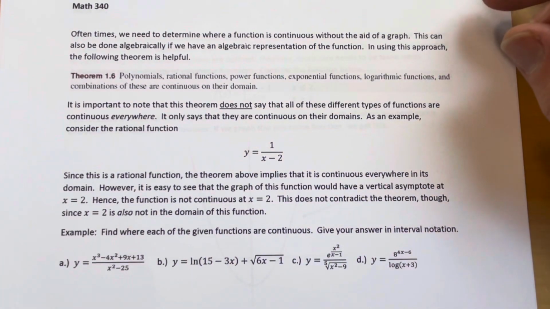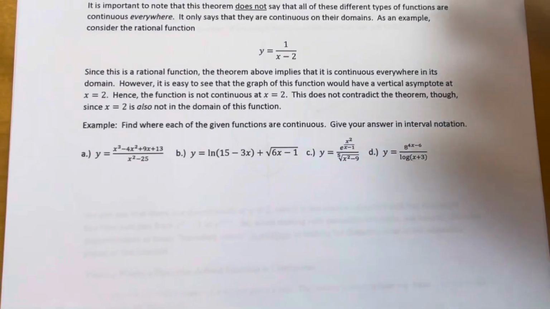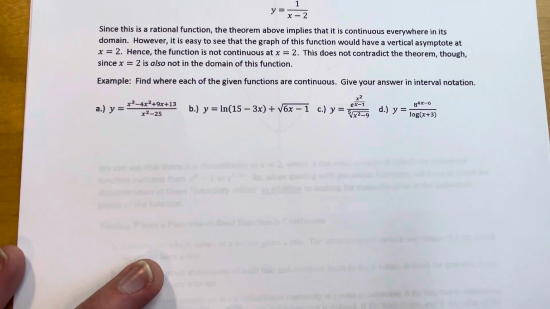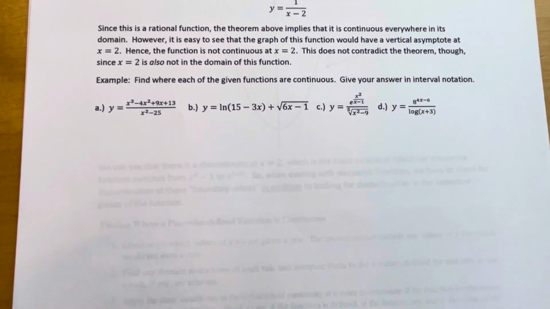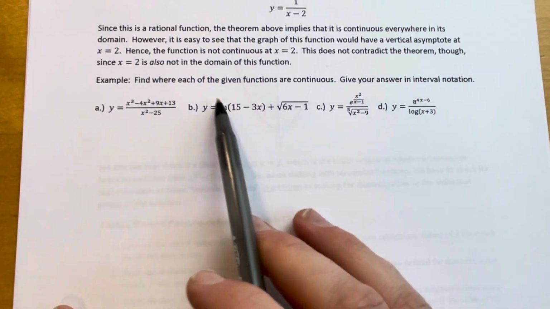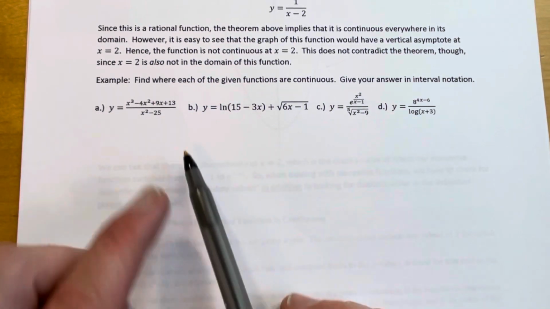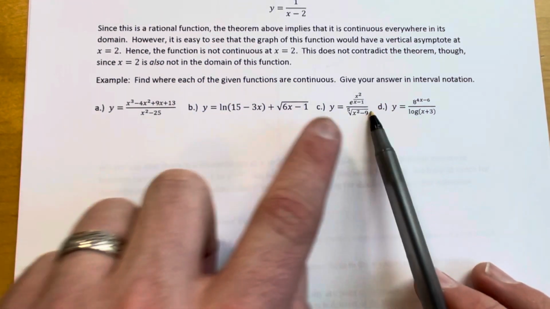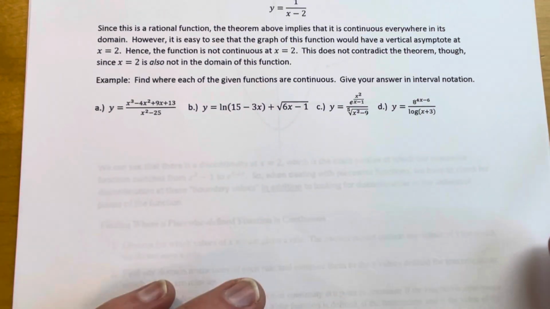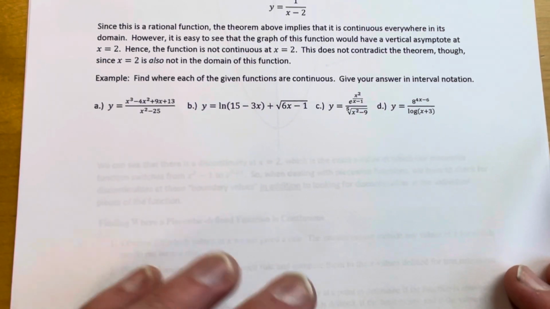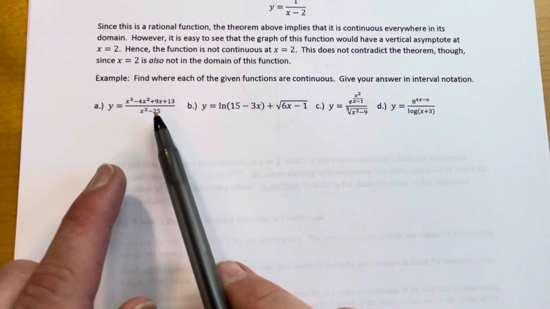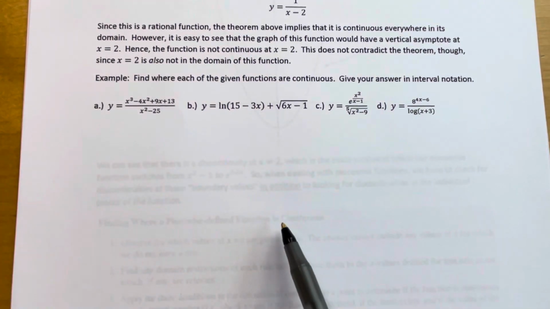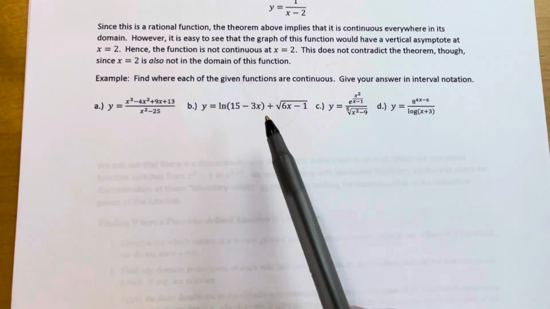So I want to do an example down here where we're doing exactly that, finding the domains of these different functions, because that is where they will be continuous. So we want to find where each of these 4 functions here are continuous. Now you're going to notice these functions can look really, really nasty. And the trick is to not get too caught up in how nasty they look. Typically, there's only specific parts of these functions that we're supposed to be looking at to determine continuity.